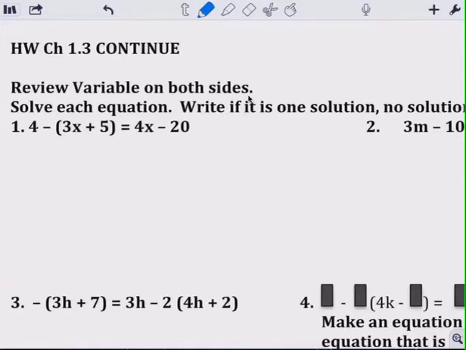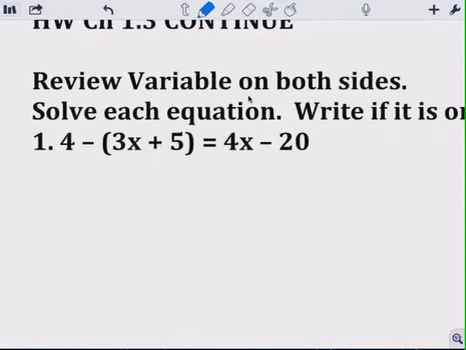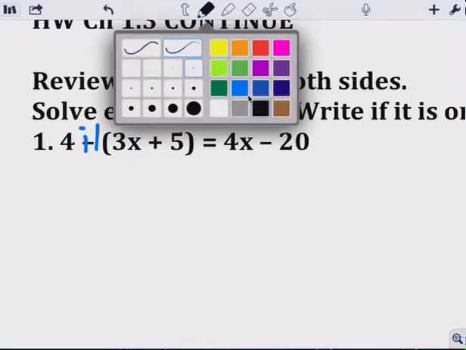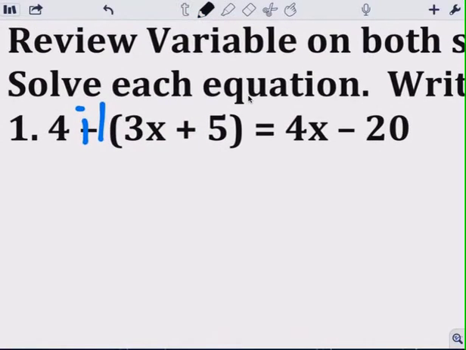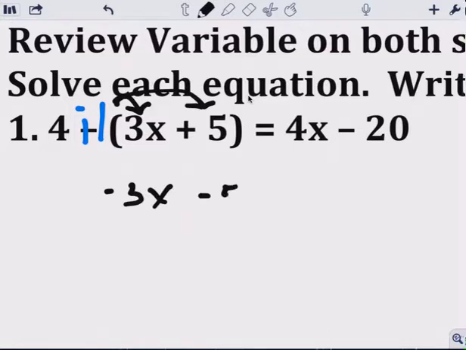Variables on both sides. Very important to remember that if this is a plus -1 and you're distributing a -1 to both right here, that gives you -3x and a -5. Remember also a negative is the same thing as a minus. If you don't want to, you don't need to put that plus -5. You can eliminate that and know that it is a -5. 4 plus a -3 plus a -5.